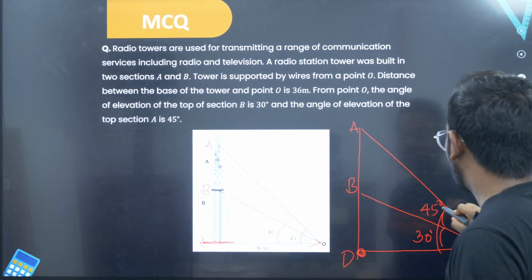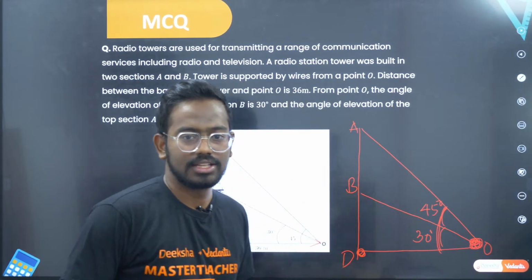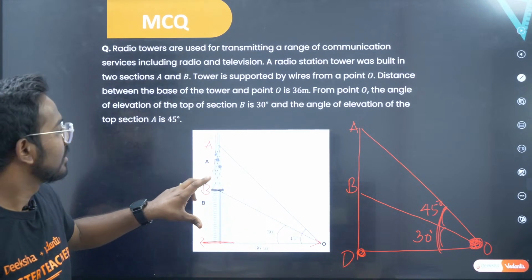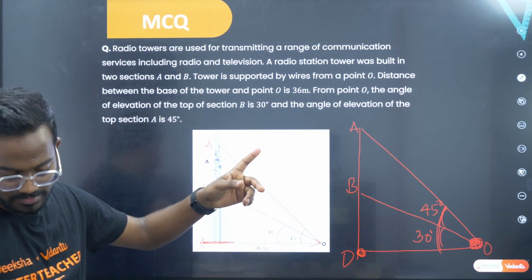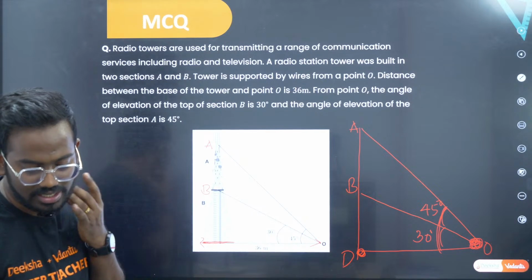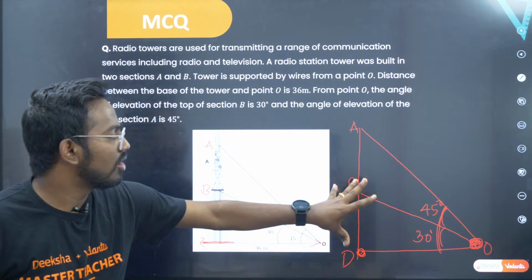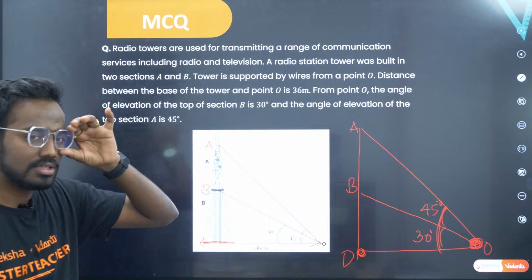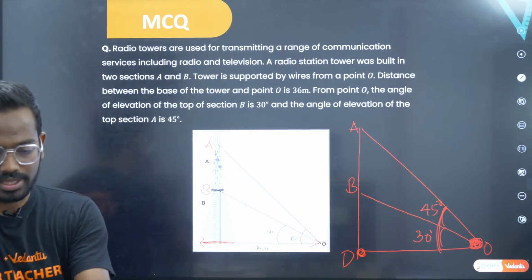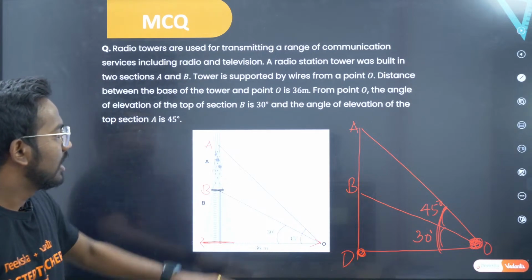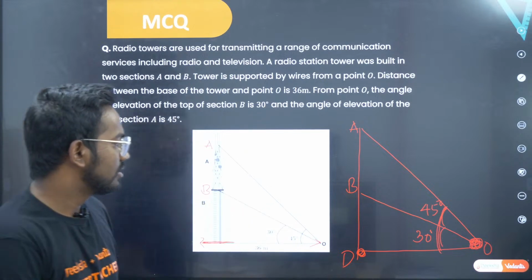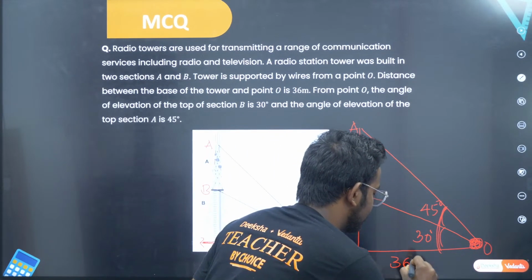Okay, this is the figure, a rough figure of whatever you can see here. So this is a tower, and yes, most of you say, sir, the picture isn't clear. Hope whatever I have drawn is a replica of the figure. Hope this is clear, everybody. Yes. So very simple question. AB, BD is here, and this is 36 meter.